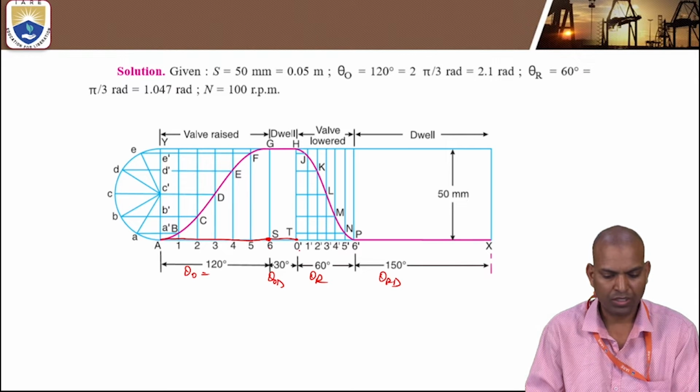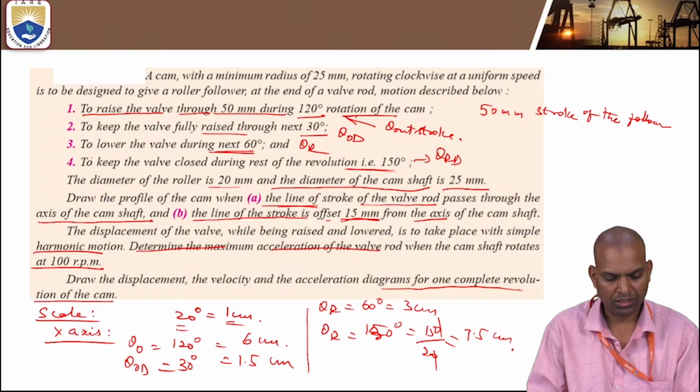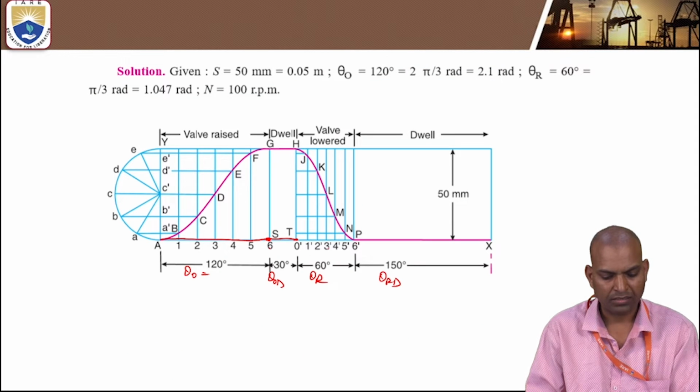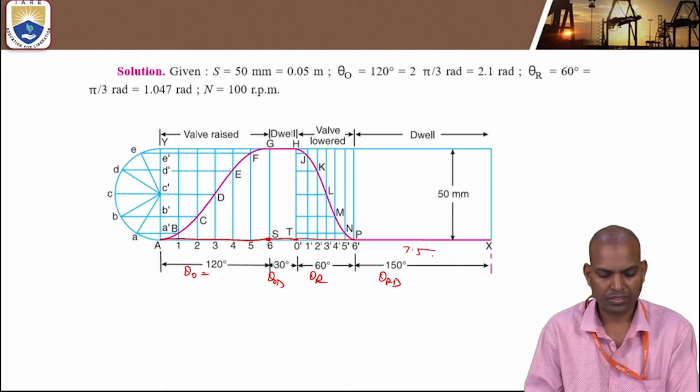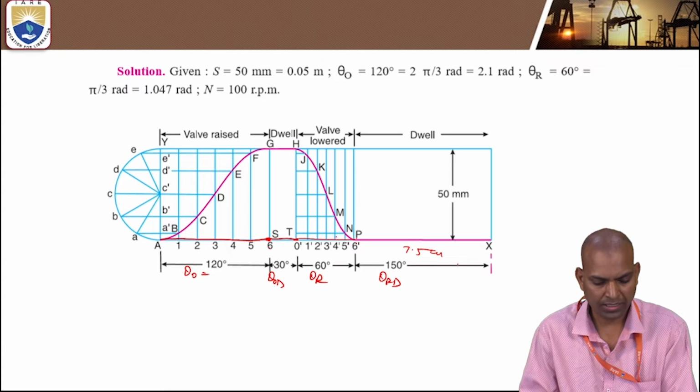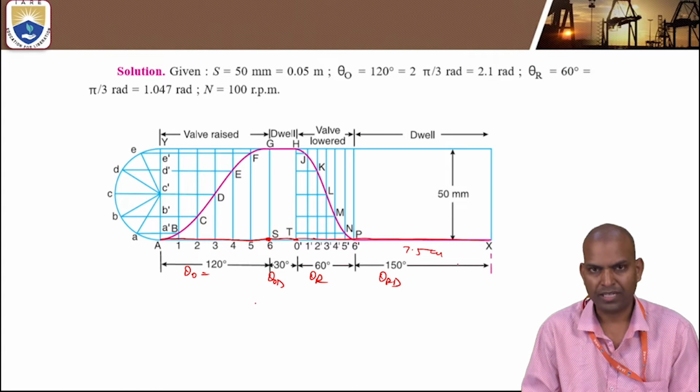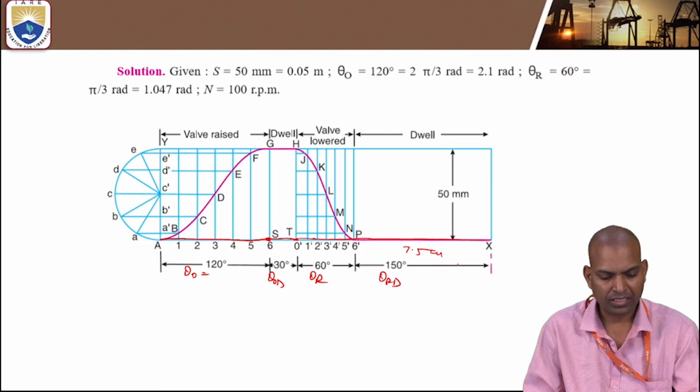Return stroke is how much? The return stroke is 3 centimeters. The length, that is T to P, is 3 centimeters. And again P to X, length of 7.5 centimeters. So draw a line with the help of the scale, and draw on the axis. There is a vertical line, the y-axis line, that is 50 millimeters.